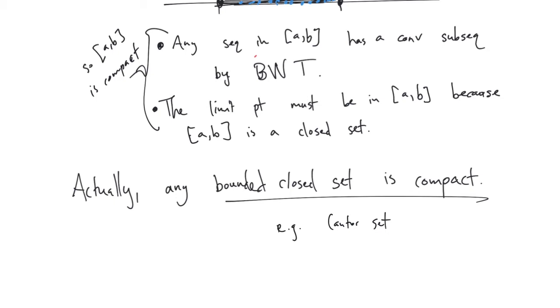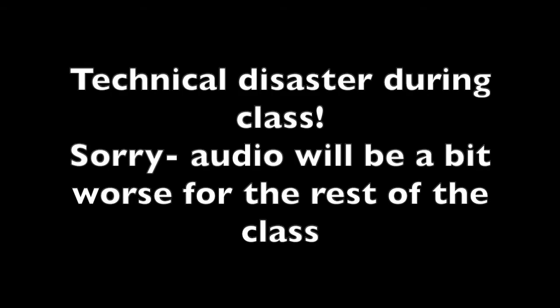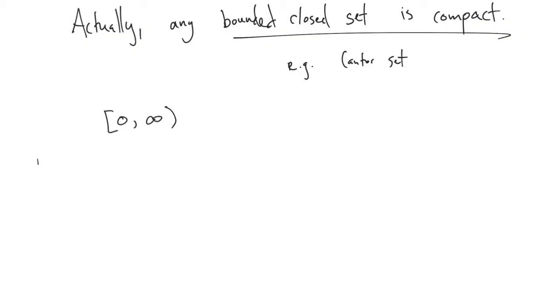Okay, what about something which is not compact? What about an interval which is not bounded? So something like the unbounded interval from 0 to infinity. This is not compact. The closed unbounded interval from 0 to infinity. It is not compact. Remember, compact means every sequence has a convergent subsequence whose limit is also in there.